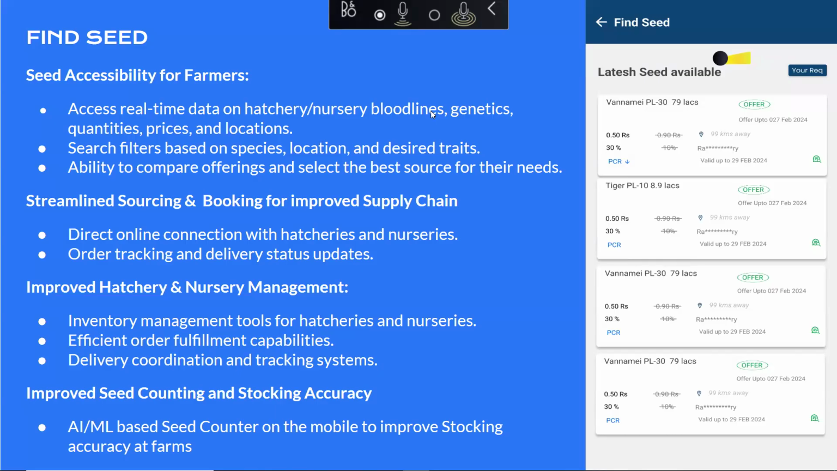So this bridges the gap between the farmers and the hatcheries. Farmers will benefit from competitive pricing because there are so many hatcheries trying to compete with each other on the platform, and he gets to know about these hatcheries, which he previously couldn't.